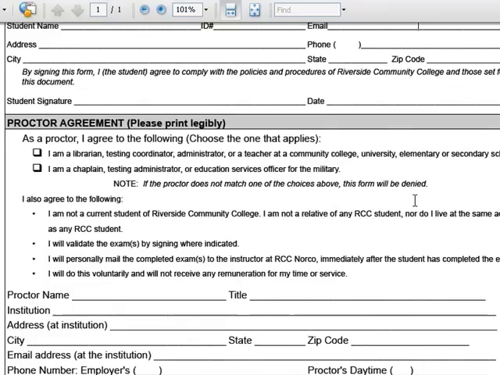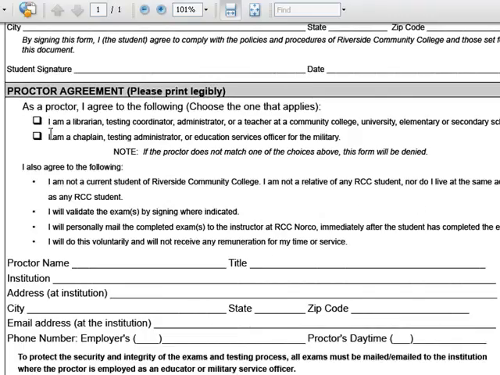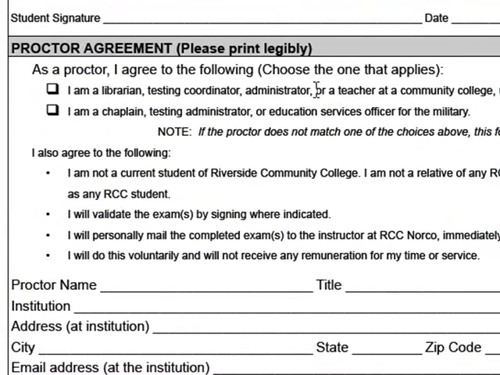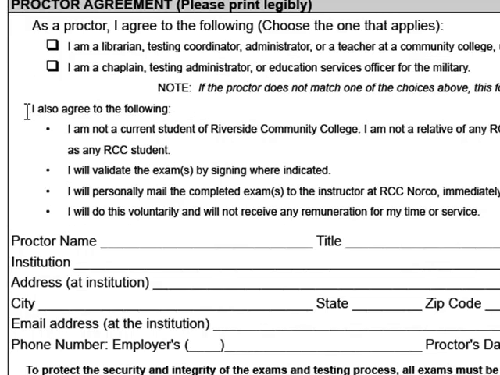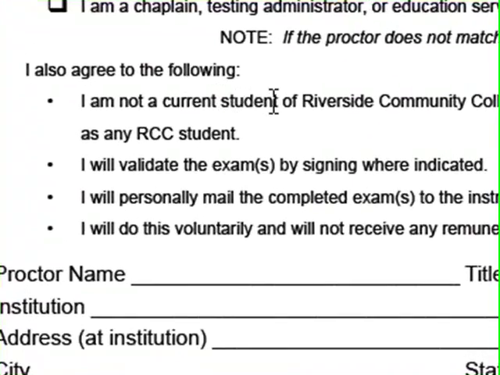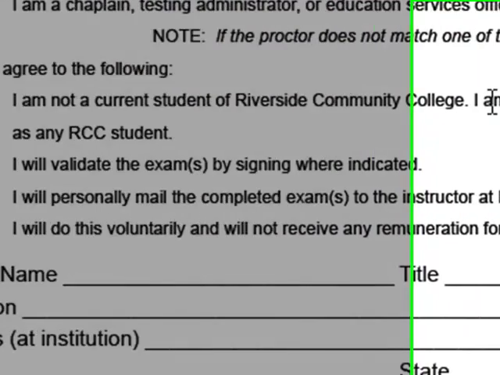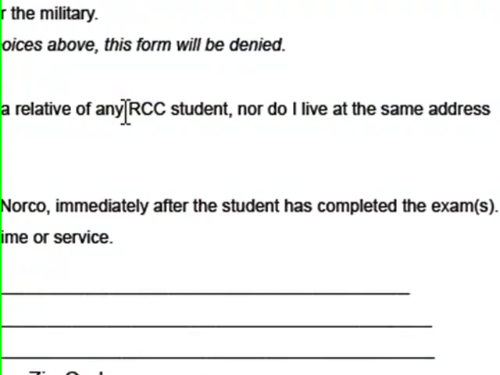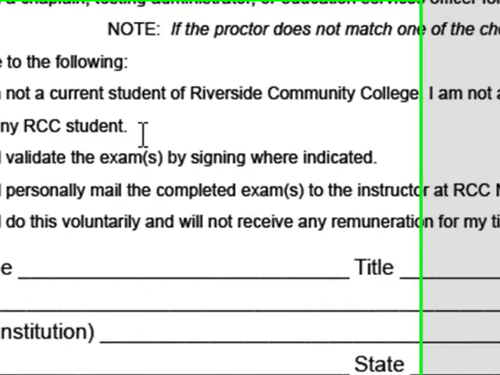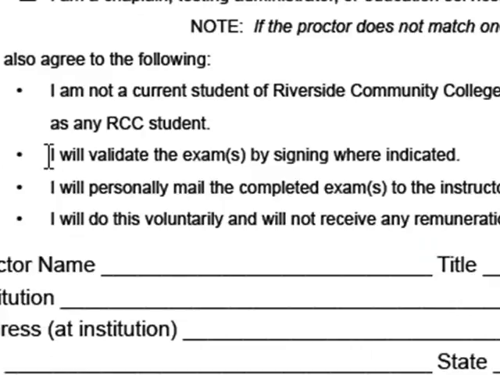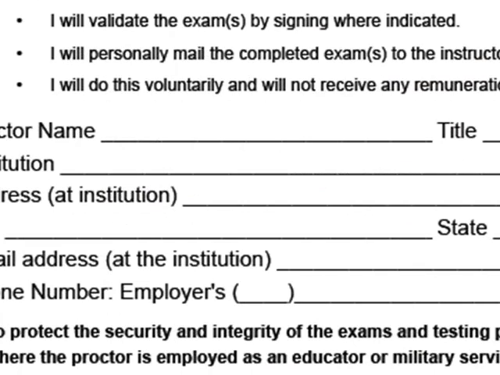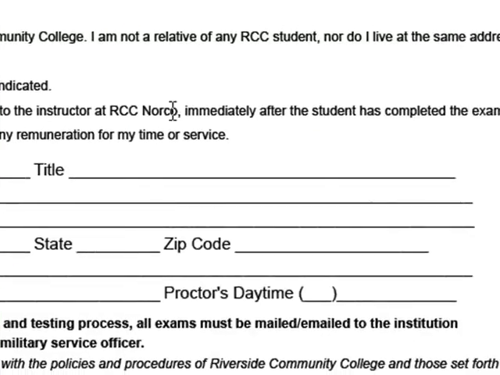Of course, there's your information and your signature, etc. Let's take a look down at the proctor agreement. And the proctor will agree that they're either a librarian, testing coordinator, administrator, teacher, or a chaplain for the military. And the proctor will agree to the following. Not currently a student at RCC, not a relative of any RCC student, nor live at the same address as any RCC student. The proctor will validate the exams by signing where indicated, and will also check for your ID.